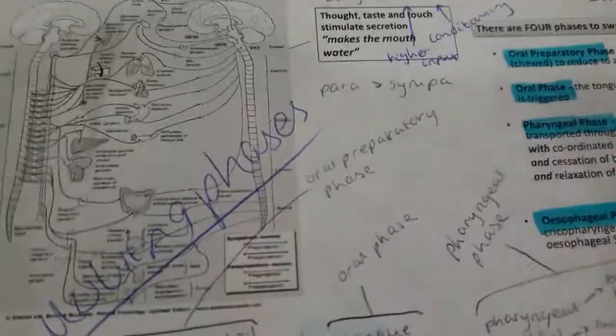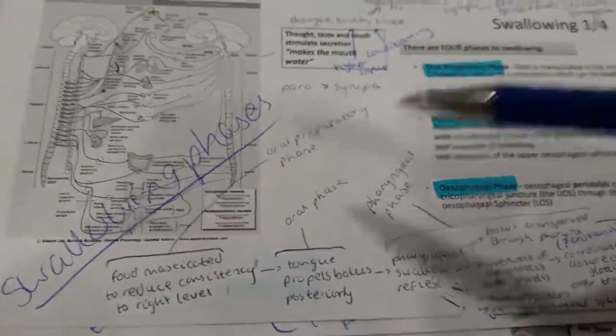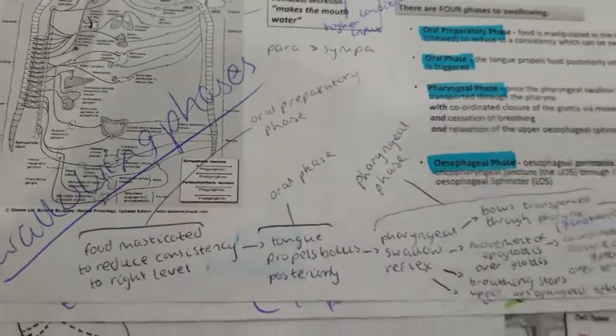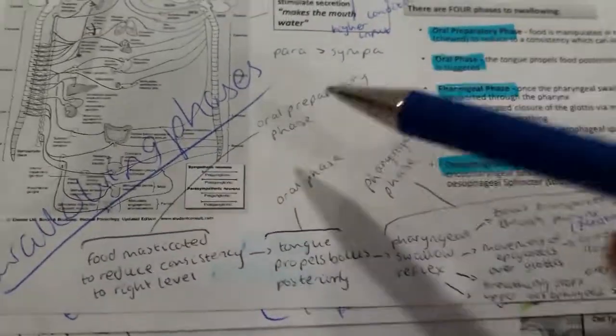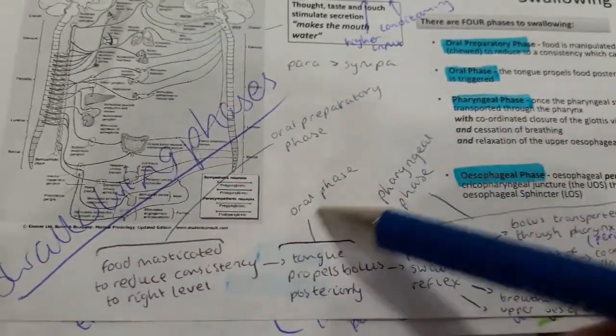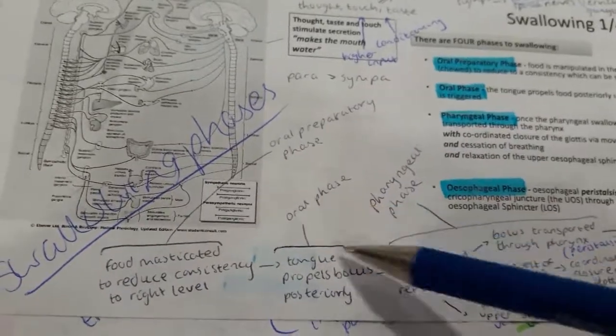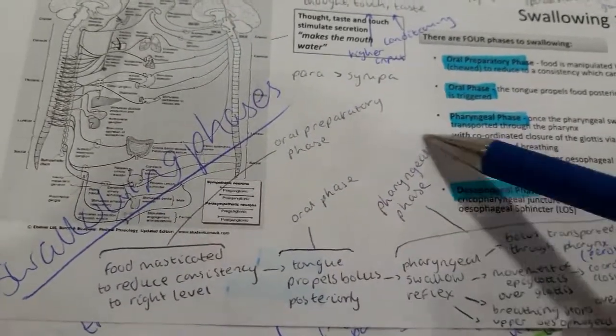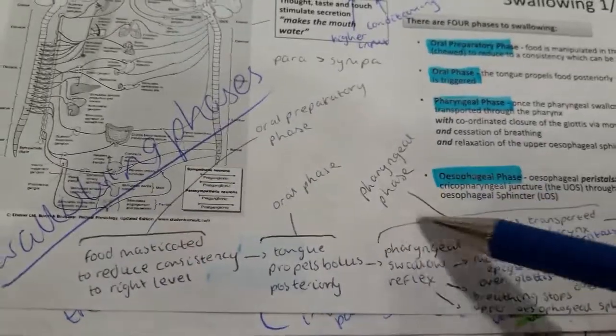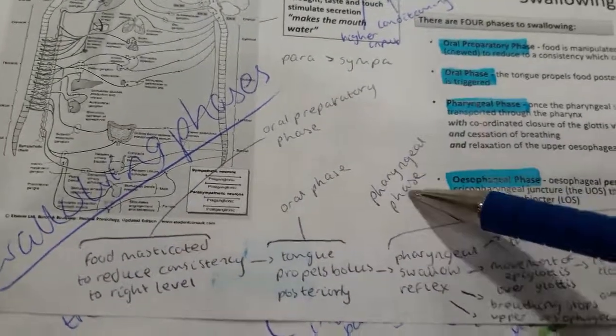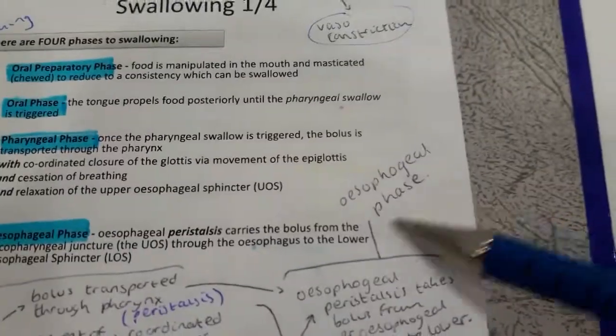Okay, so now moving on to the swallowing phases. So essentially there's 4 phases. You've got the oral preparatory phase, you've got the oral phase, which is when the food's in the mouth. The food then moves back to the back of the mouth, oropharynx, that's the pharyngeal phase. Pharyngeal phase being the most complicated, it's the pharyngeal swallow reflex. And then finally you've got the esophageal phase.